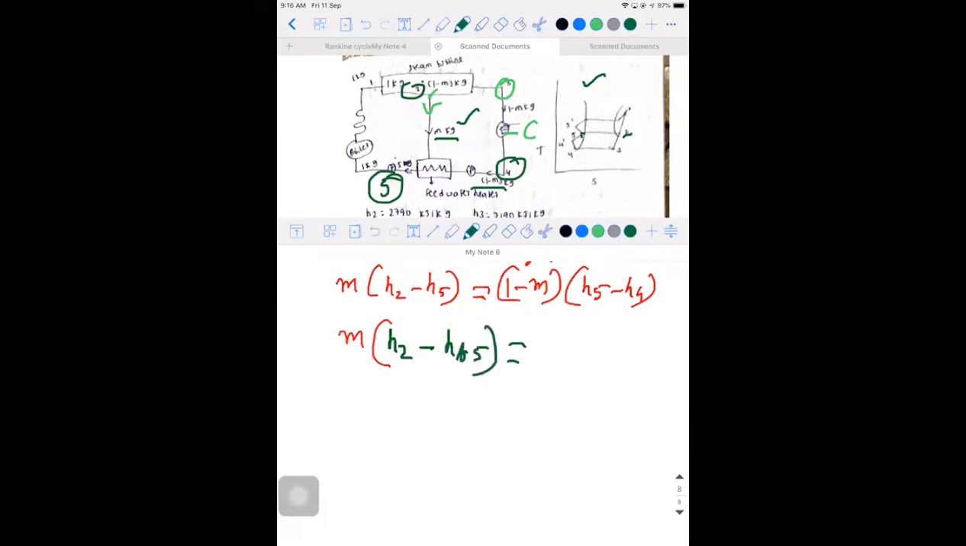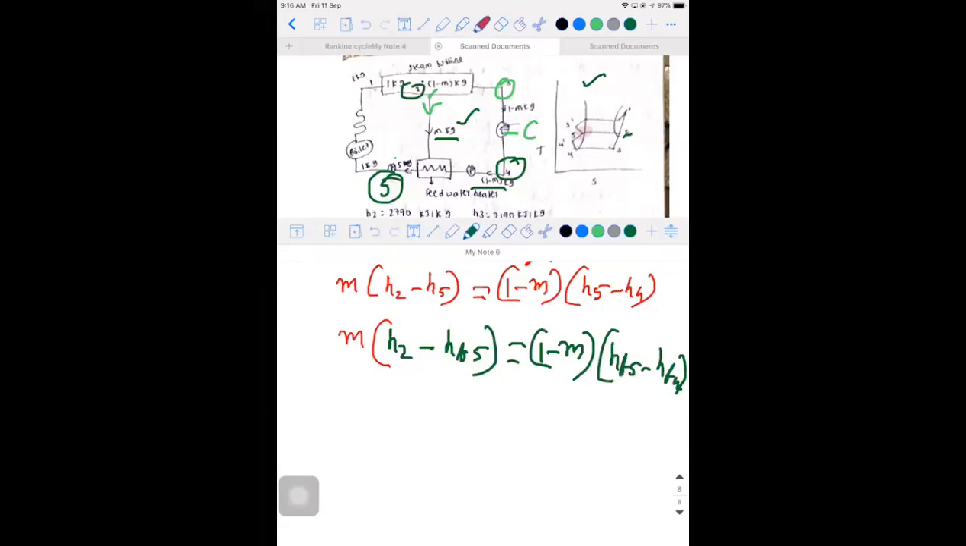h5 is equal to hf5 because it is in this region, that is the liquid state. Here, once again, 1 minus m into h5 is equal to hf5 minus hf4. This is what exactly.